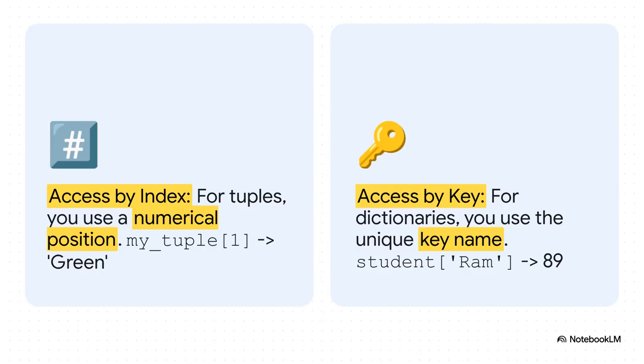And this difference leads to a completely new way of getting to your data. With a tuple, you have to use a numerical index. To get green, you need to know it's at position 1. But with a dictionary, you use the key. You want Ram's score? You just ask for Ram. It's so much more intuitive and readable.